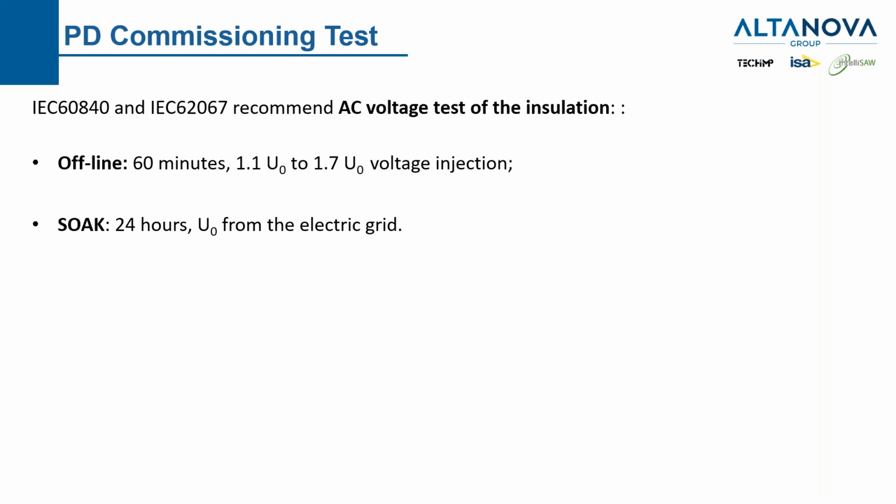The first is an offline test where we inject, for at least 60 minutes, a voltage that is higher compared to the rated voltage of the cable, from 1.1 to 1.7 times. In some cases, I've seen customers bringing this level up to 2 times the rated voltage of the cable. The second solution that is accepted as well is to connect the cable to the grid. So we will have voltage on the cable, but no current, for 24 hours.